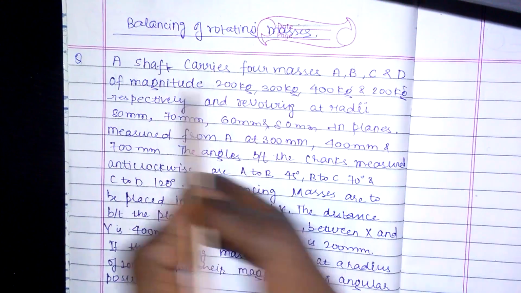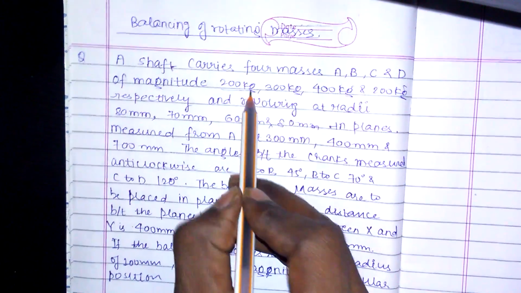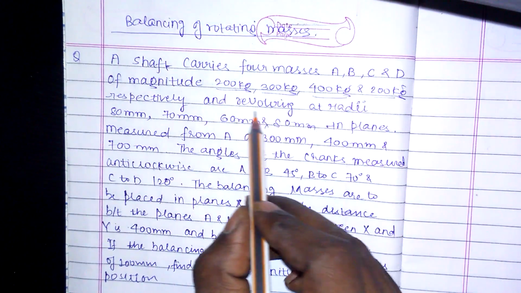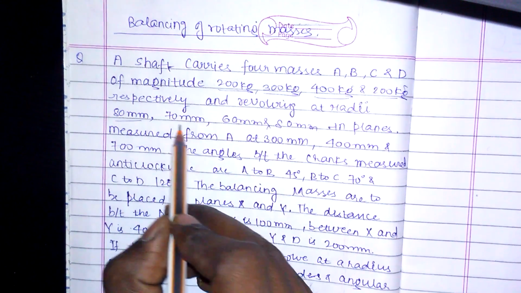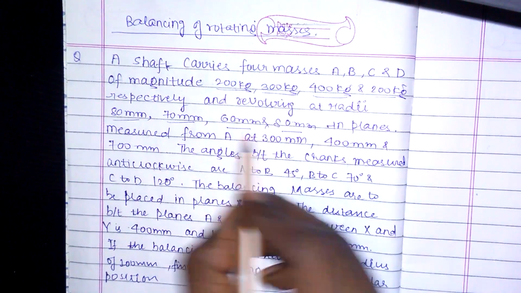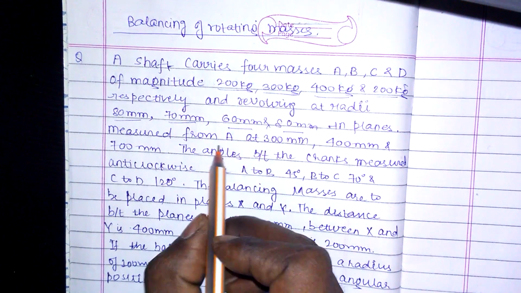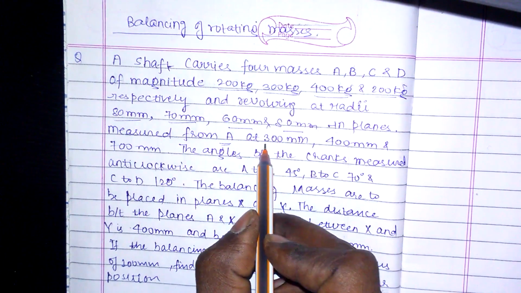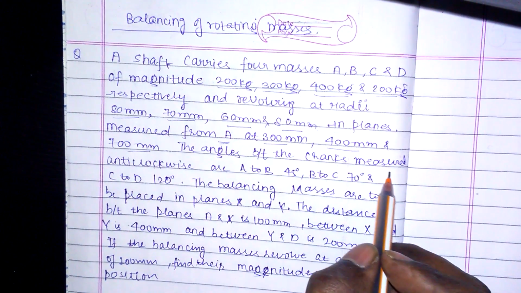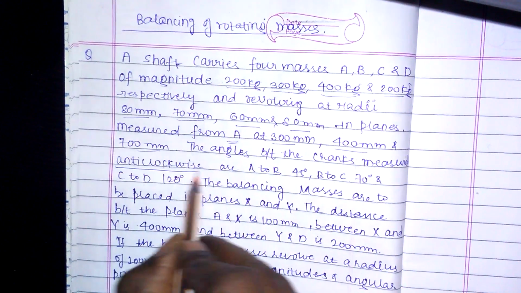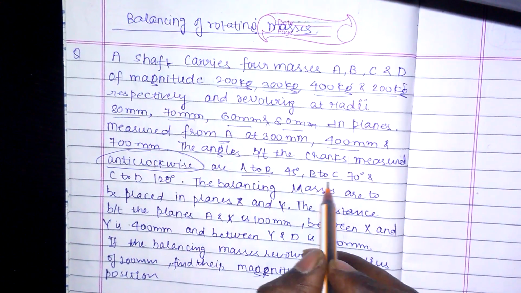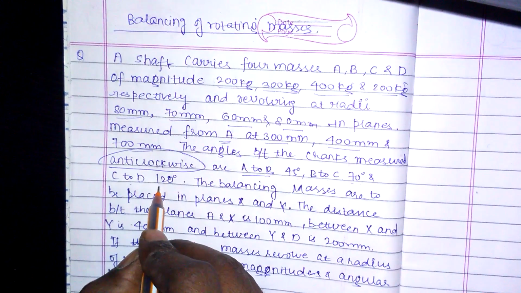There are four masses A, B, C, D of magnitude 200 kg, 300 kg, 400 kg, 200 kg respectively. Now they are revolving at the radii 80 mm, 70 mm, 60, 80. Everything is given in different planes. The planes are given with respect to A. From A it is 300, 400, 700, and the angles between the cranks are given anti-clockwise. The angle between A and B is 45, B to C 70, C to D 120.